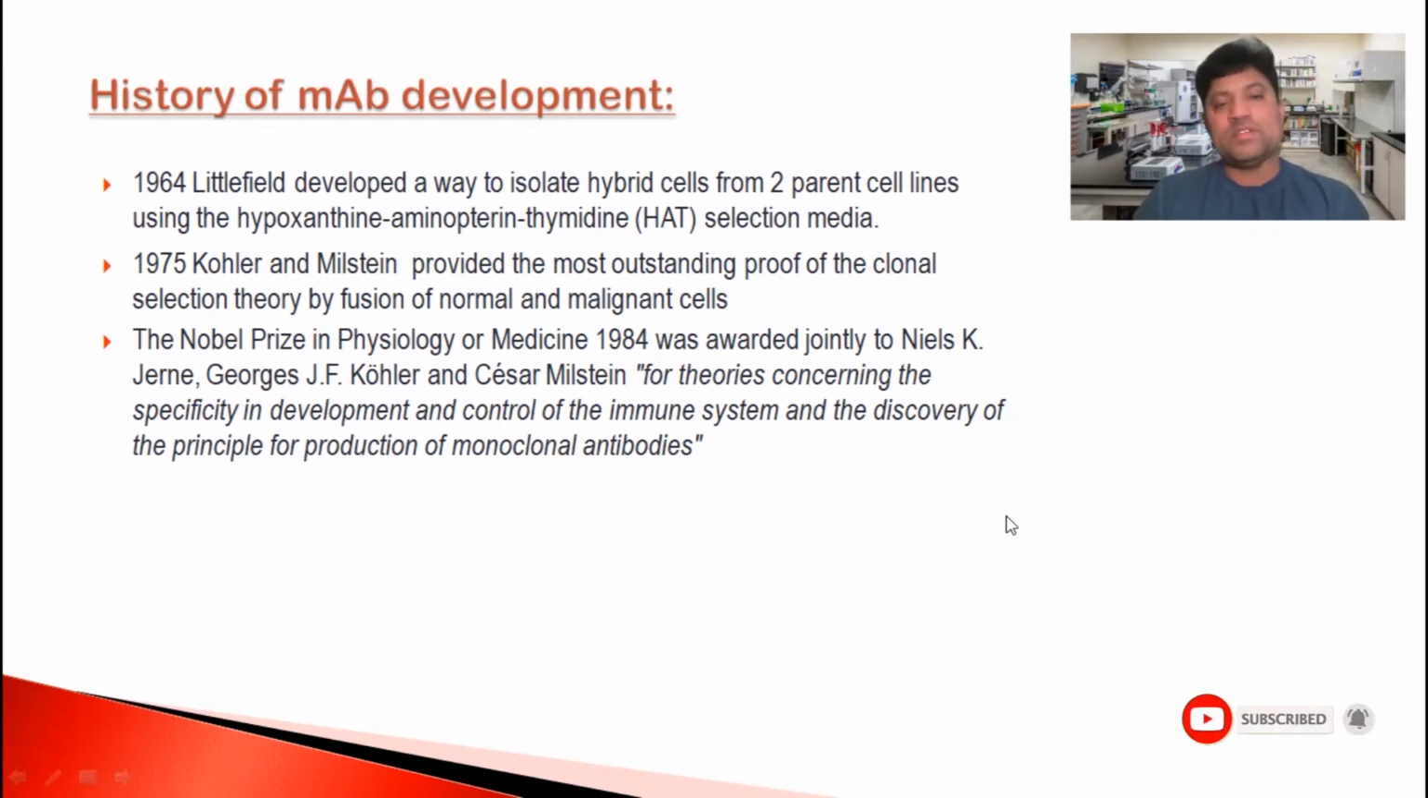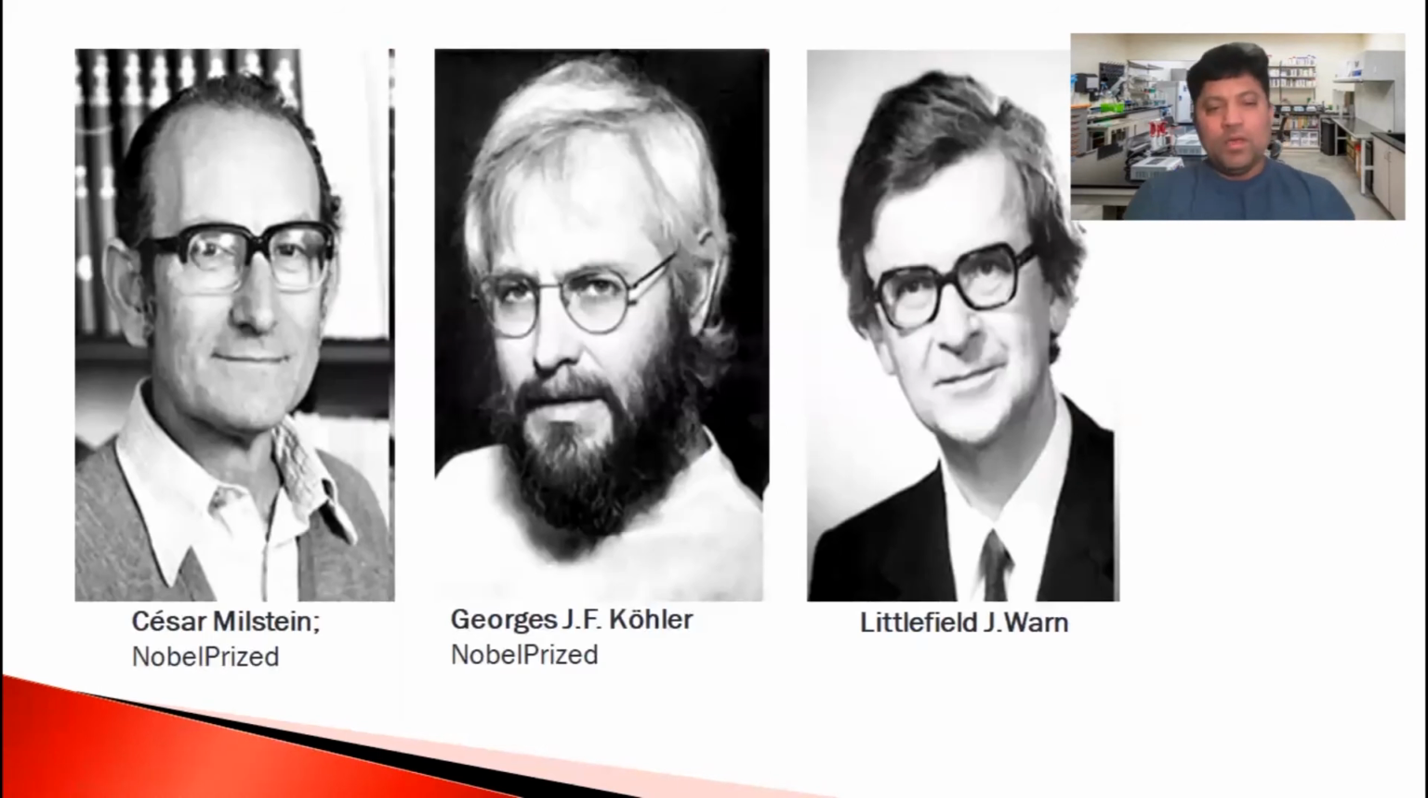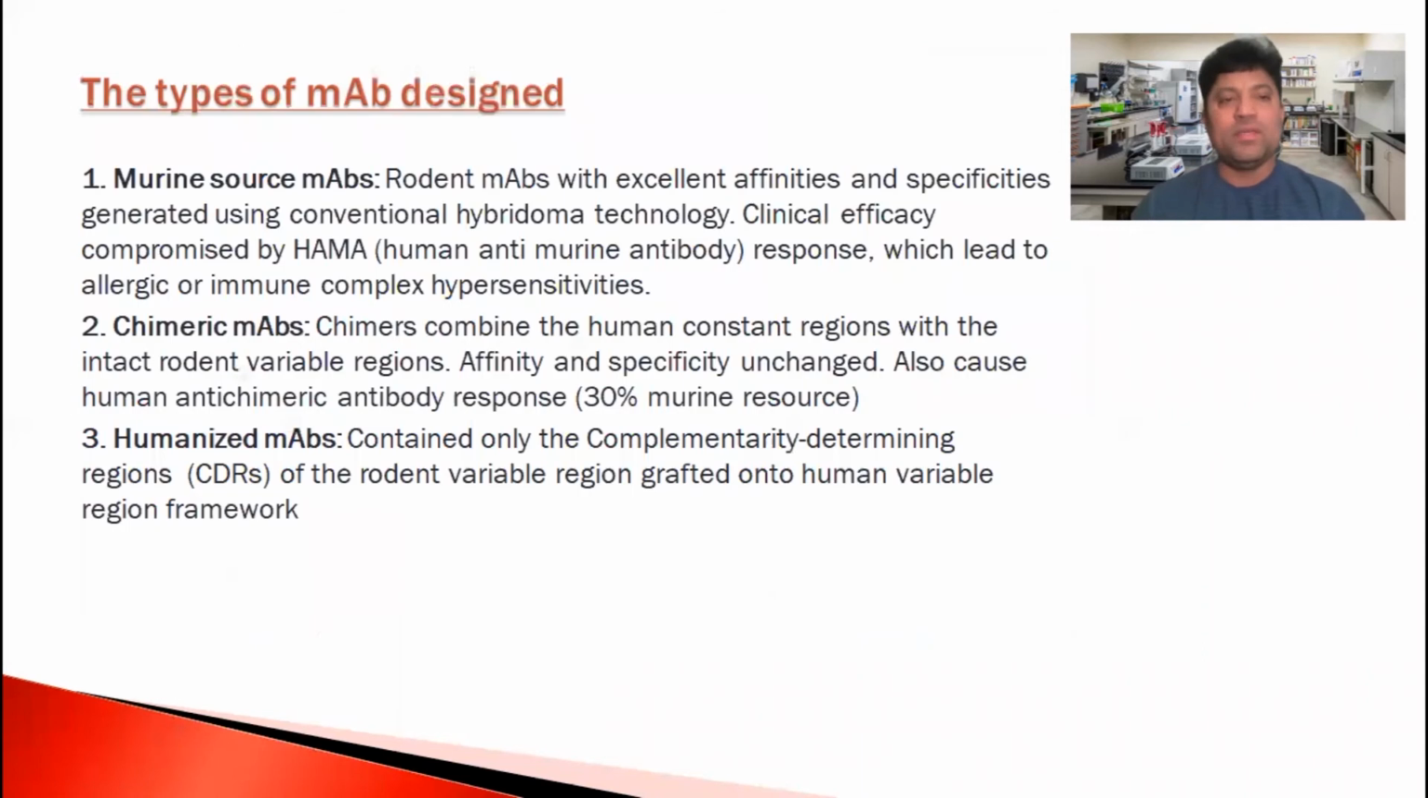The Nobel Prize in Physiology or Medicine in 1984 was awarded jointly to Niels K. Jerne, Georges J. F. Köhler, and César Milstein for theories concerning the specificity in development and control of the immune system and the discovery of the principle for the production of monoclonal antibodies. These are the three scientists who played an outstanding role in developing and producing monoclonal antibodies: César Milstein, Georges J. F. Köhler, and Littlefield J. Ward.